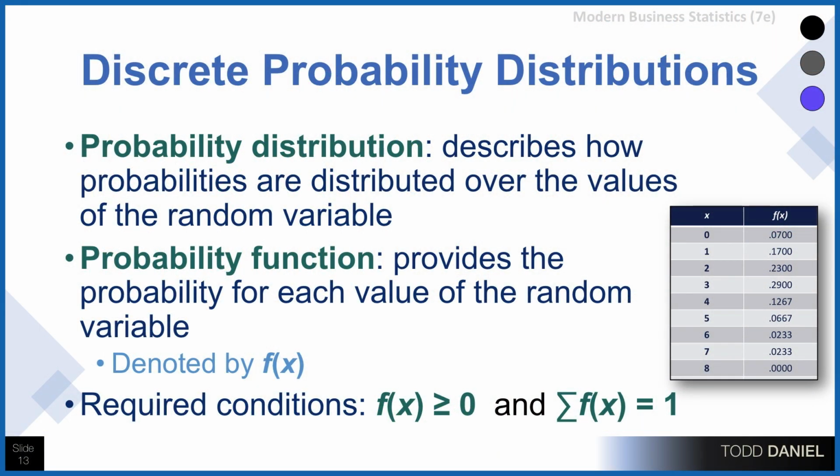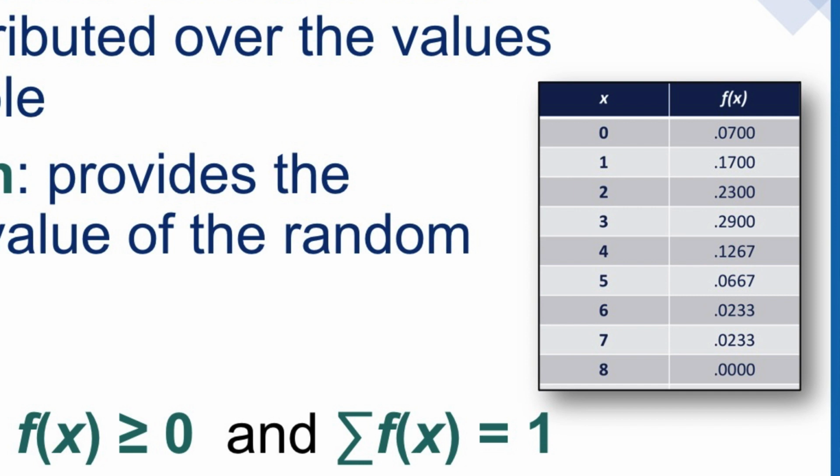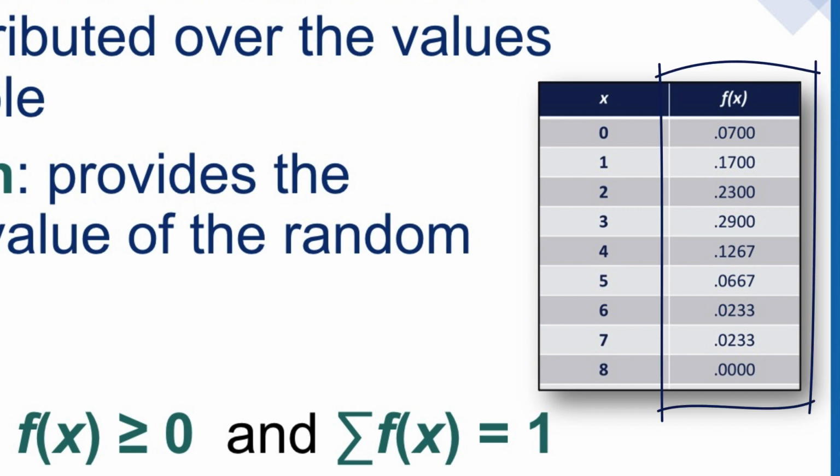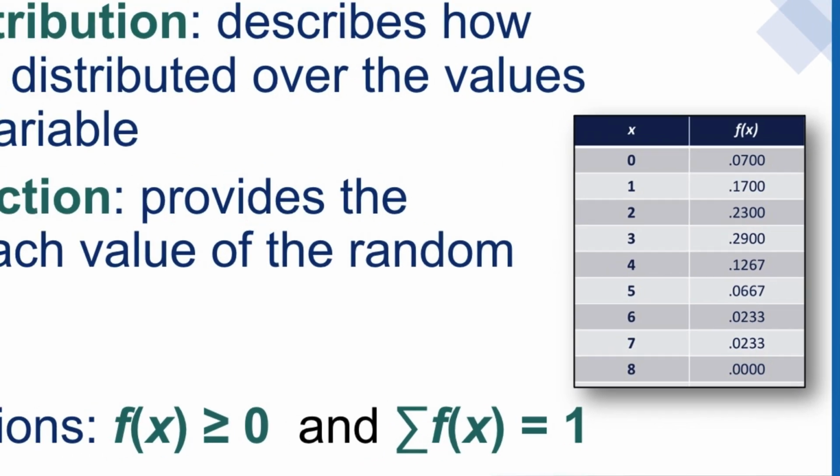A probability distribution describes how the probabilities are distributed over the values of the random variable. So if you look at this example, we see values that can range from 0 to 8. A probability function is the probability of each value of the random variable, which is notated by f(x). There are two conditions that we need to meet to use this.